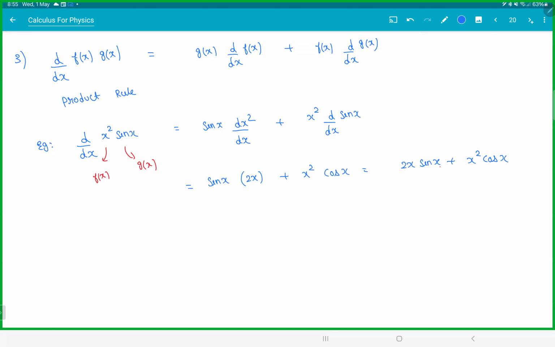Getting how we are doing this function? Note it down. So we have four identities. So this is the product rule.